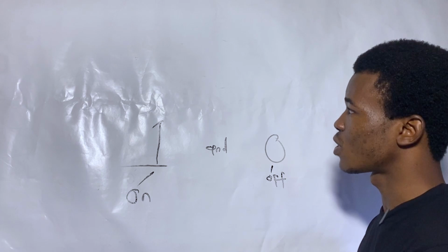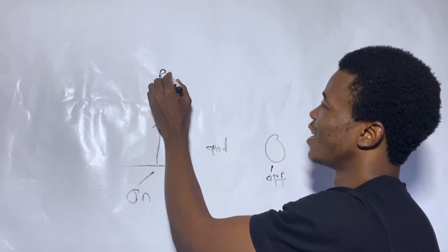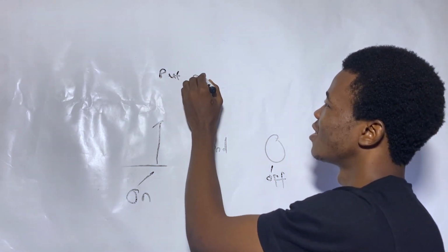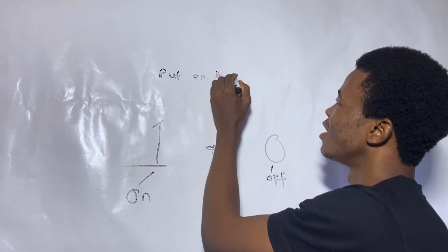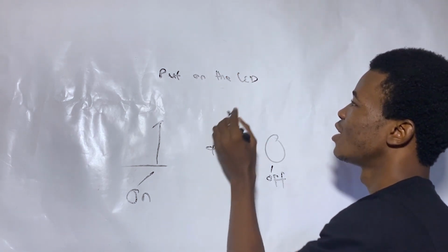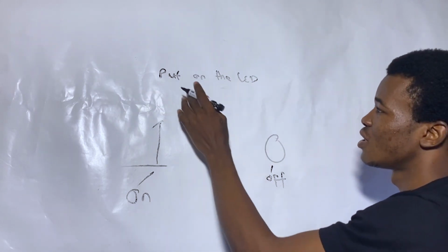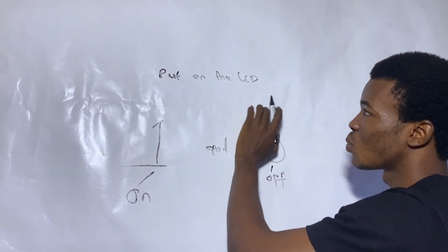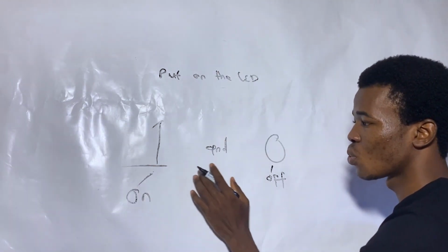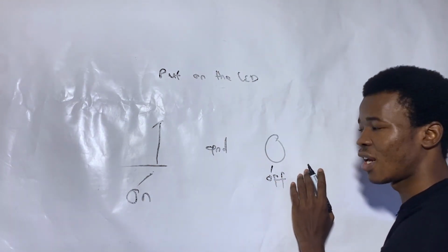Now, the computer does not understand "put on the LED." It does not understand this because this is written in English. The only thing it understands is that it's going to translate whatever instruction you are giving to it, it translates it to what? To machine language.